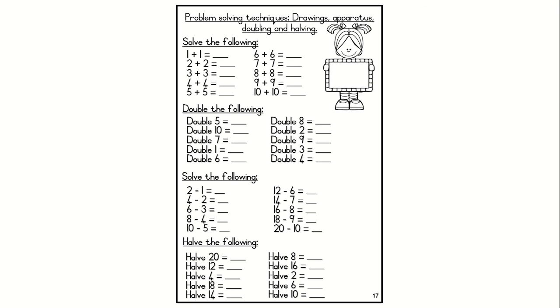So I want you to open on page 17 as indicated, and then I want you to solve the following. So 1 plus 1, 2 plus 2, 3 plus 3, all the way to 10. Then you are going to double, so double 5, double 10, double 7. Then you are going to half, so 2 take away 1, 4 take away 2, 6 take away 3.